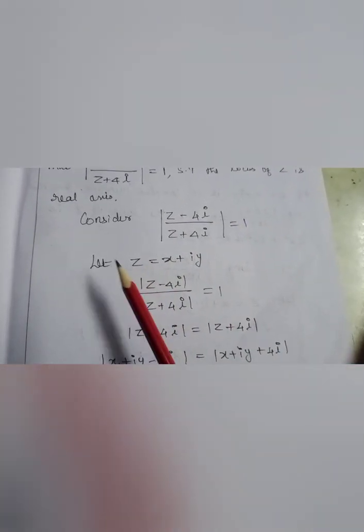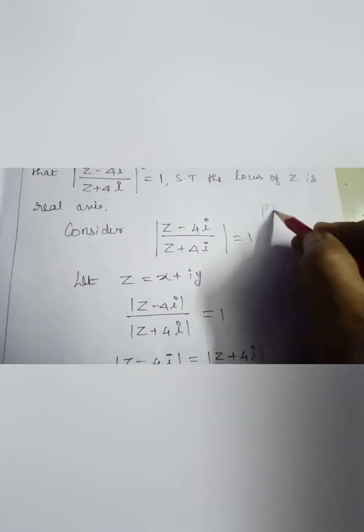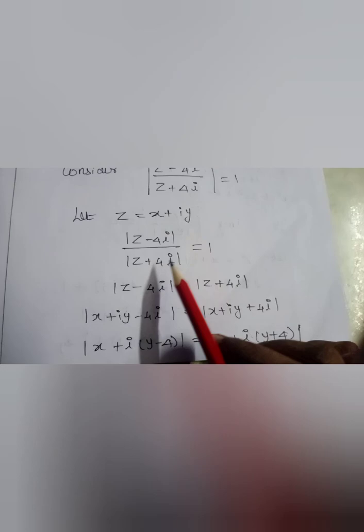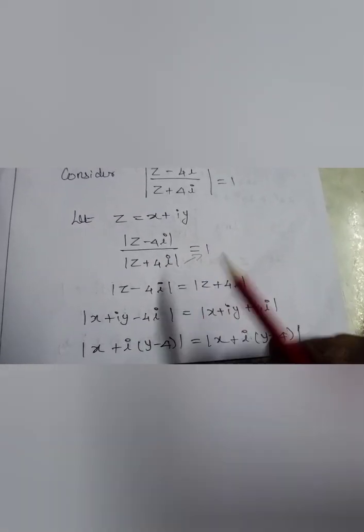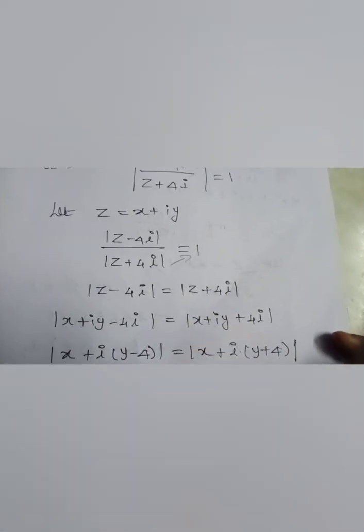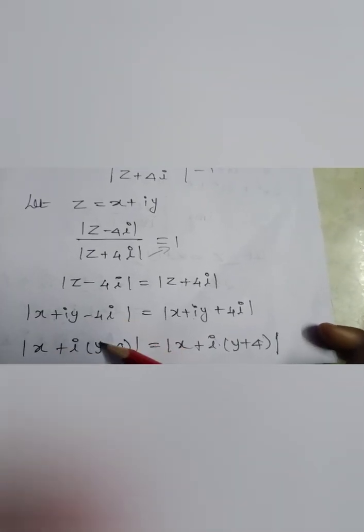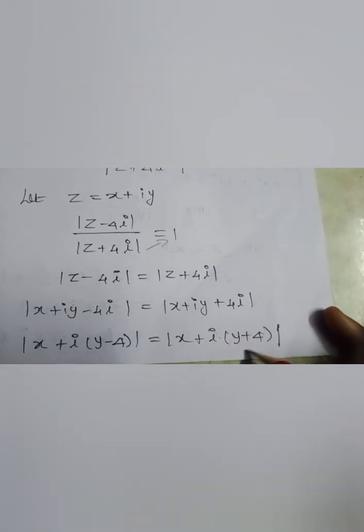So consider this. They have given that the modulus of this is equal to 1. So let our usual assumption, let z = x + iy. When I am having |z1| / |z2|, shall I split the mod? So I have written like that, |z − 4i| / |z + 4i|. Then I am cross multiplying, and again substituting z as x + iy in both the terms. Then I will group the real part and imaginary part. So x + i(y − 4), and this is x + i(y + 4).